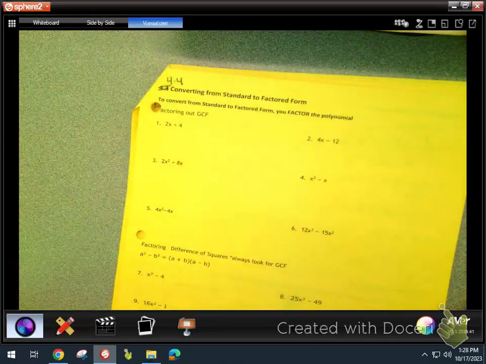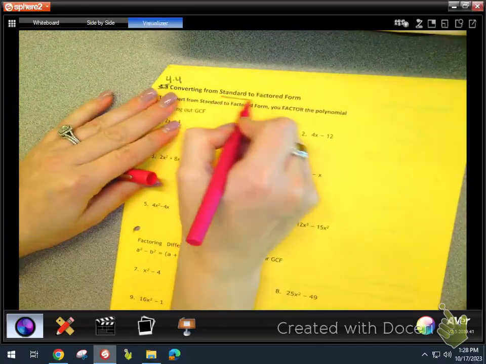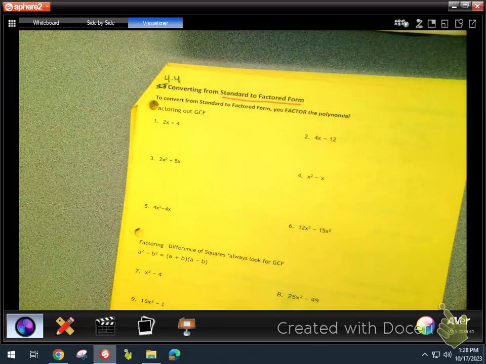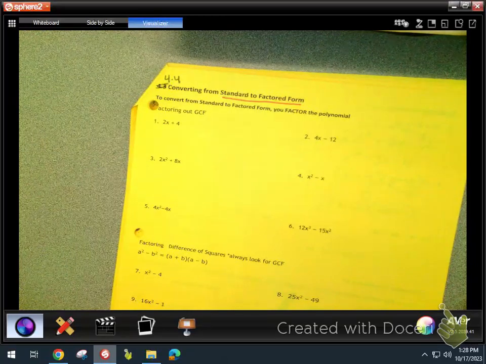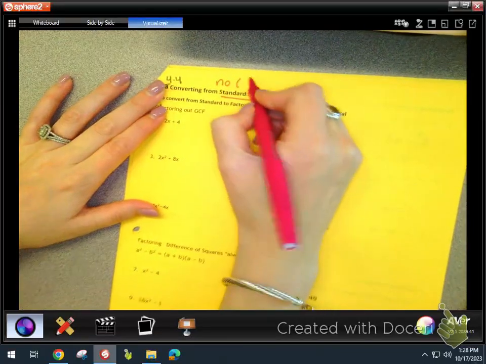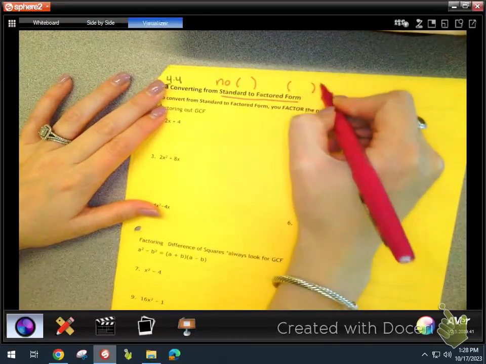Okay? So today is all about how to convert from standard form to factored form. So last class we focused on getting to standard from factored. Okay, close your computer, please. And then now we are going from no parentheses to how many parentheses? To 2 sets of parentheses.